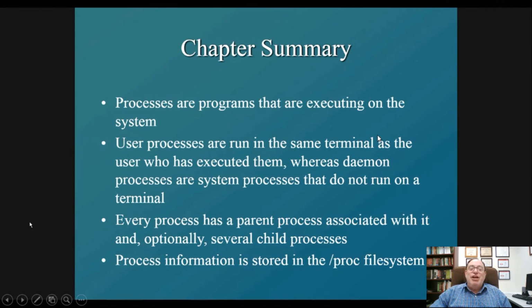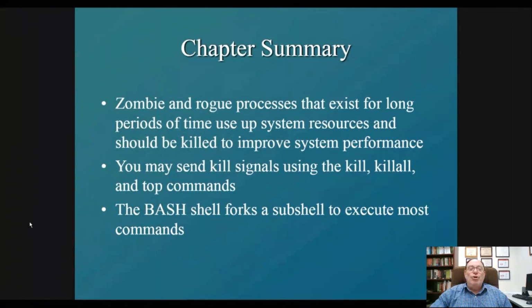User processes are run in the same terminal as the user who has executed them, whereas daemon processes are system processes that do not run on a terminal. Every process except init has a parent process associated with it, and optionally several child processes. That's where we get that nice tree structure. Process information is stored in the /proc, or procedure, file system. So the process information is in /proc, configuration is in /etc, and whatever's variable that's going on is stored in /var. That's just basic Linux, the way the file system's organized.